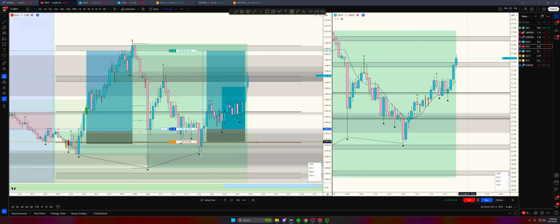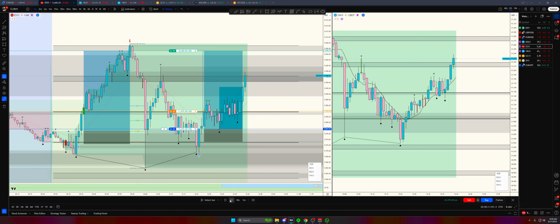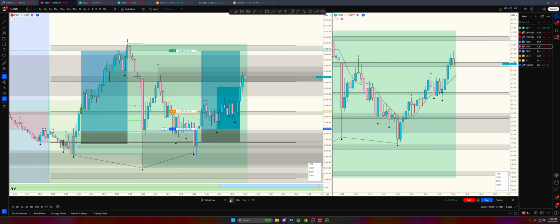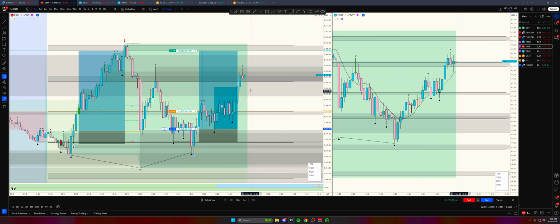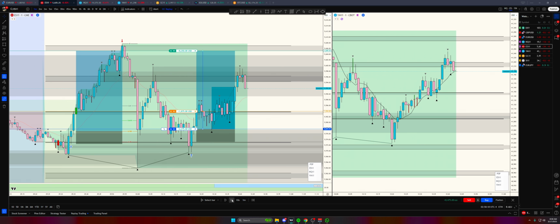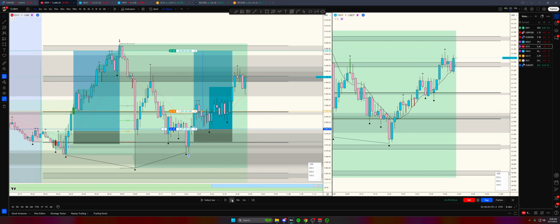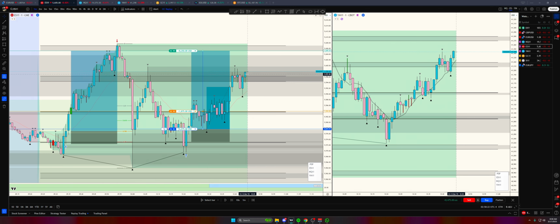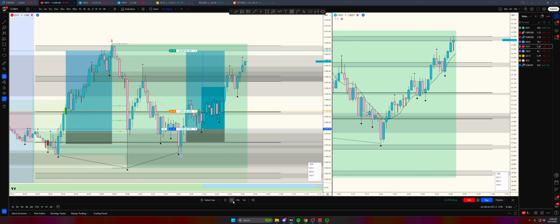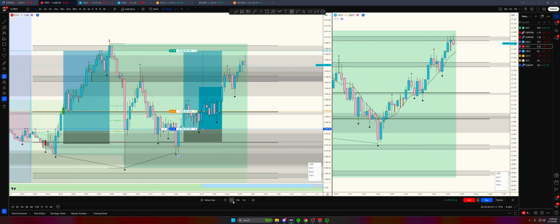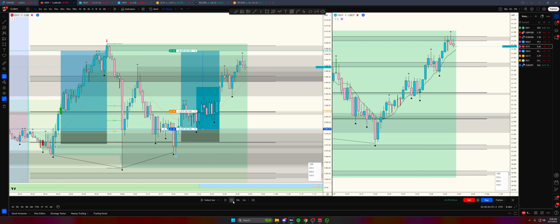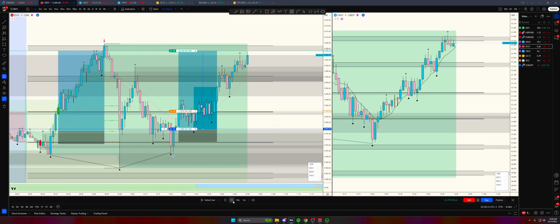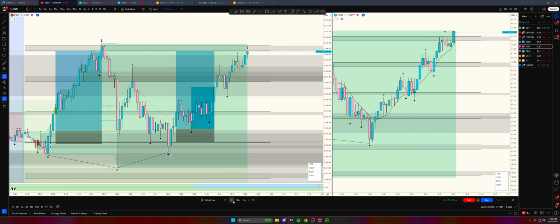Here we have break even, moving stops just above the zone. Price is rejecting from that standard deviation. And there we go.